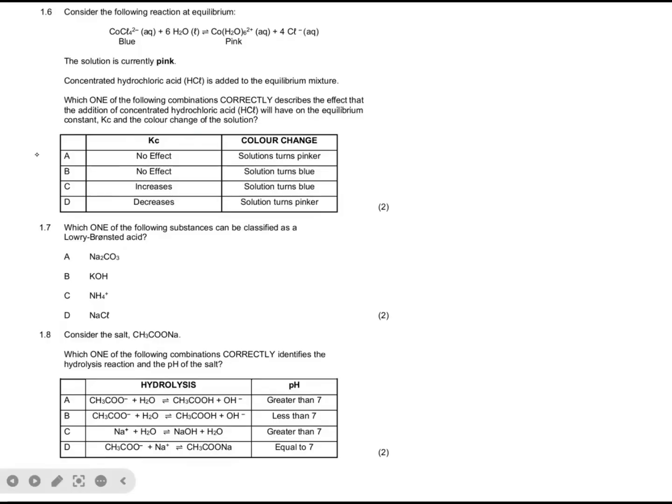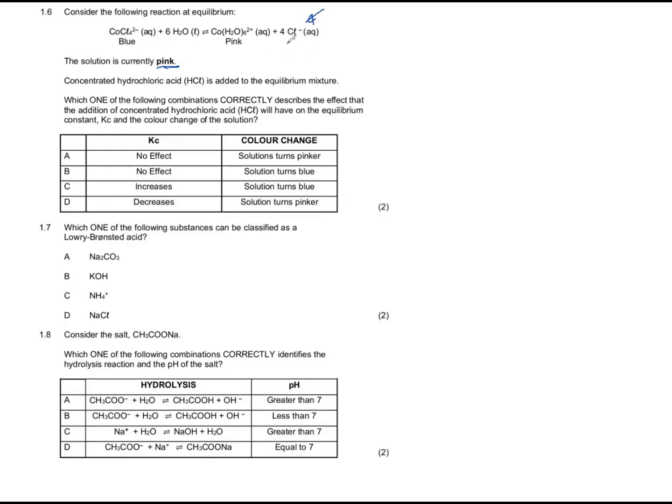Okay, so consider the following reaction at equilibrium. This side here is blue, and that side is pink. The solution is currently pink, meaning that the forward reaction would have to be favored. Concentrated hydrochloric acid HCl is added to the equilibrium mixture. Now we can see that the Cl minus ion is on this side here, so that means they're adding on the product side, right?